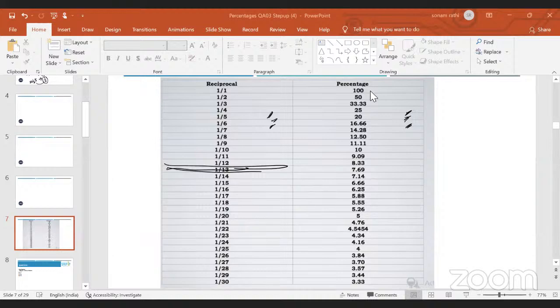So 1 by 1 is 100%, 1 by 2 is 50%, 1 by 3 is 33.33, or you can write 33 1 by 3.